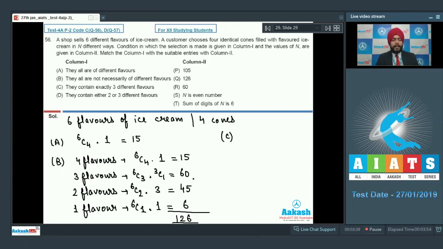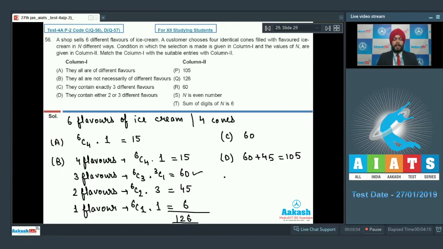For the C part, they contain exactly 3 different flavors, so 60 is the answer for the C part. And for the D part, they contain either 2 or 3 different flavors, so 60 plus 45 is equal to 105, which is the answer for the D part.